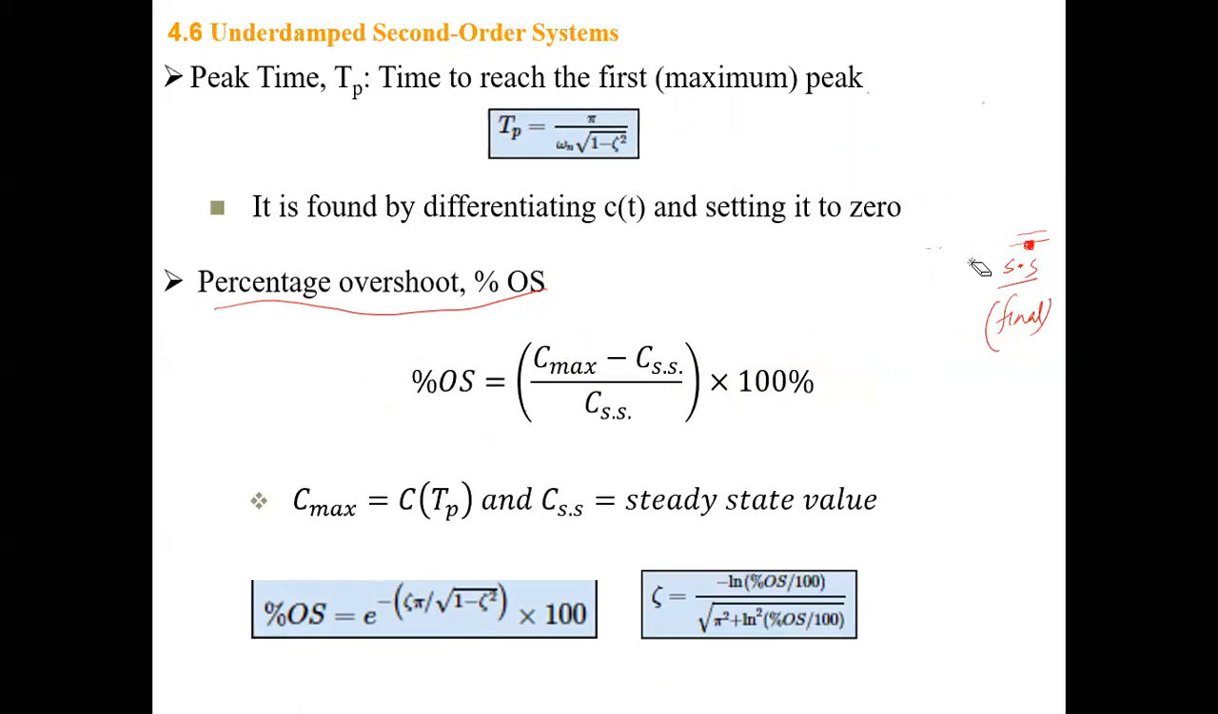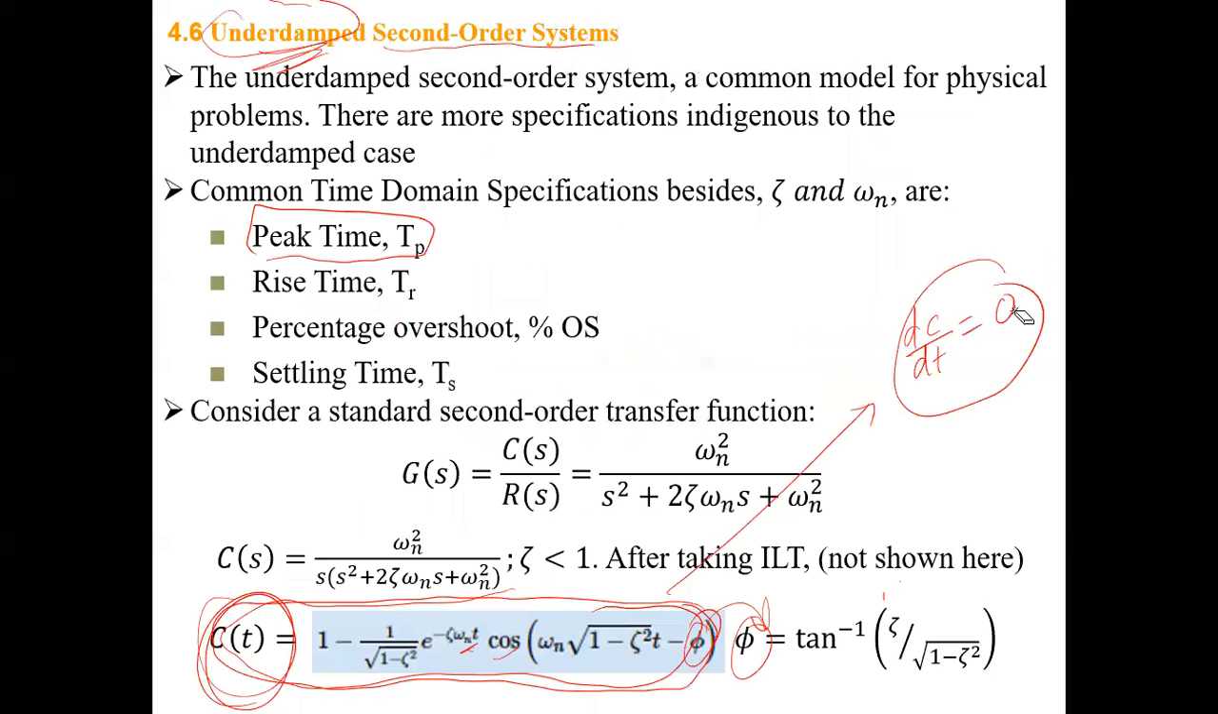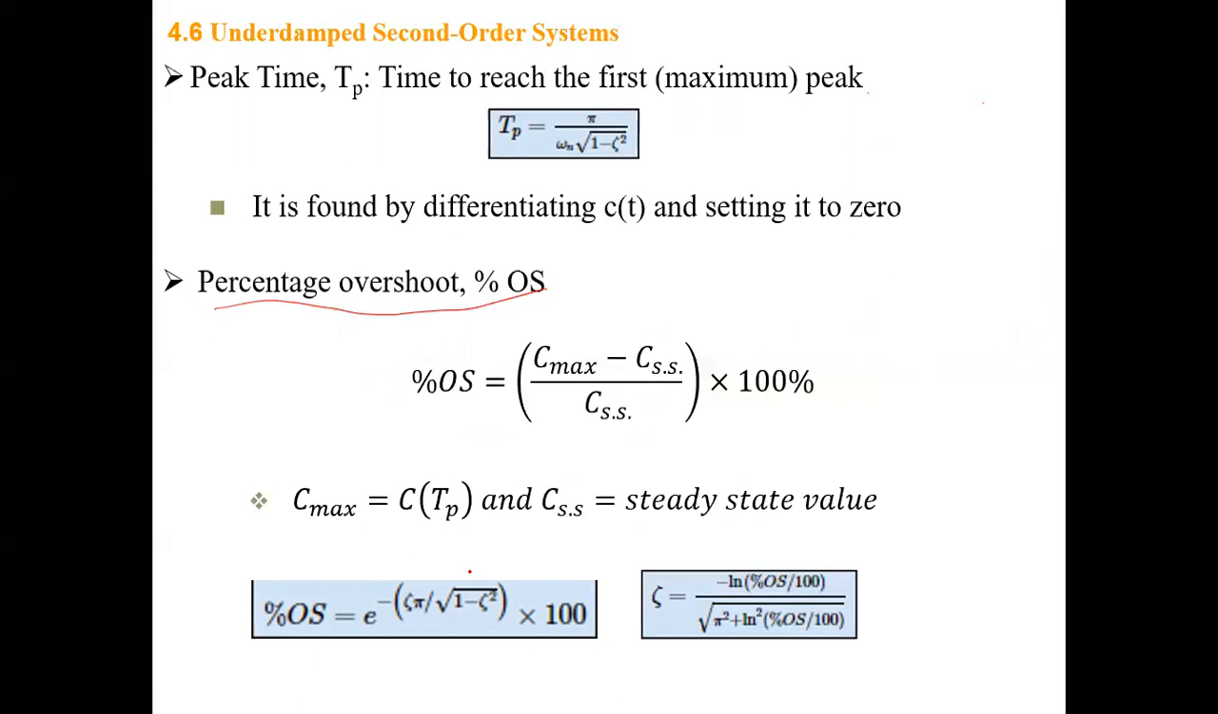So if you use the same previous C(t), remember we had this equation here. From this equation, if you do that, then you'll get percentage overshoot equals this here. That's the formula you will get for the percentage overshoot. If you invert it, then you get zeta equals this guy here in terms of percentage overshoot. You just invert it, right? This is percentage overshoot in terms of zeta. This is zeta in terms of percentage overshoot. Just invert. That's what you get.